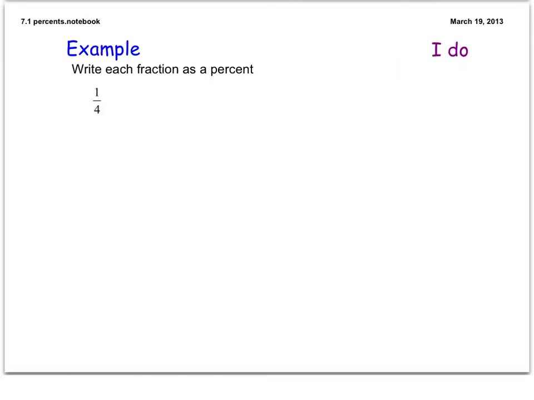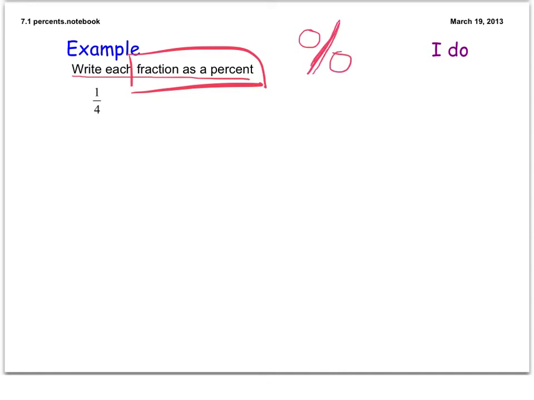Okay, now my directions are changing. This says to write the fraction as a percent. So my final answer is going to be written as a percent. Remember what the word percent means: per 100. And if we look at the percent sign, it's kind of weird looking, but it looks like a 1 and 2 zeros. So it's kind of like a 100, sort of, if you look at it weird.